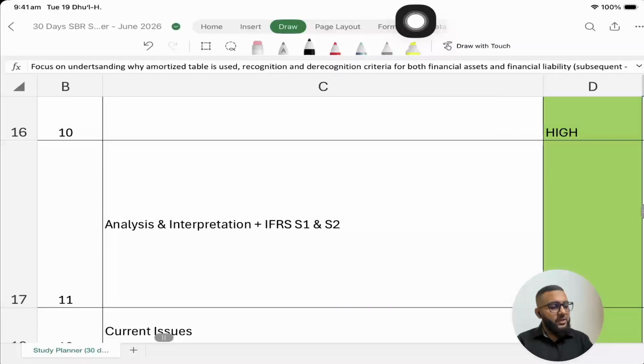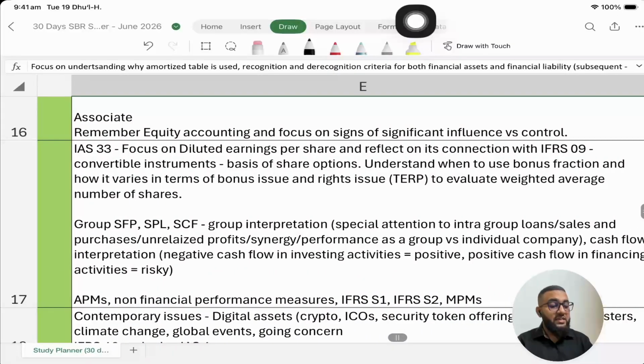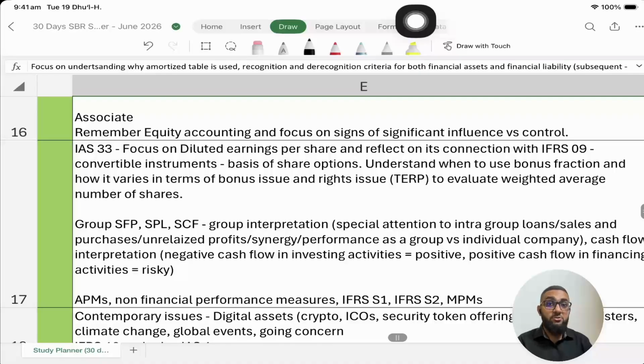Then analysis and interpretation. Here you have to focus on IAS 33, with special focus on diluted earnings per share. You covered it completely in FR. Back to the group statement of financial position and statement of profit or loss. In terms of the group statement of financial position, statement of profit or loss, and statement of cash flows, how are you going to analyze and interpret those?